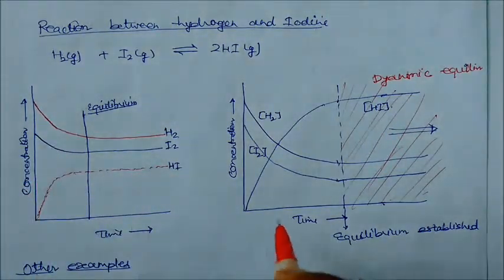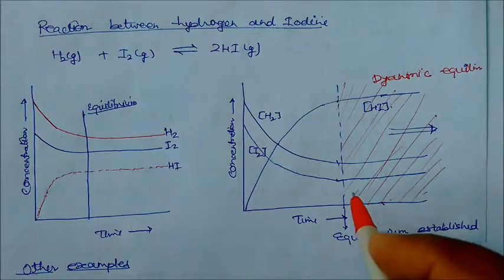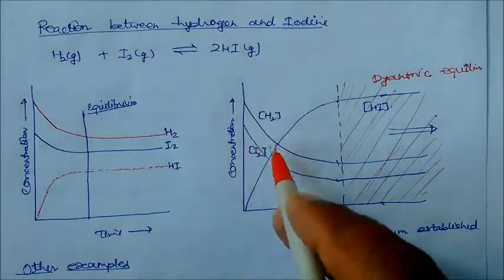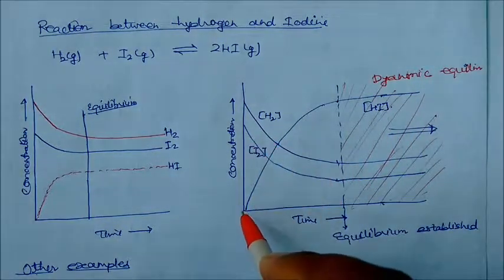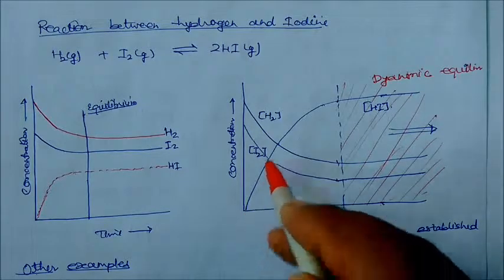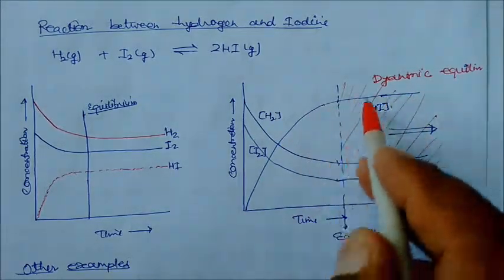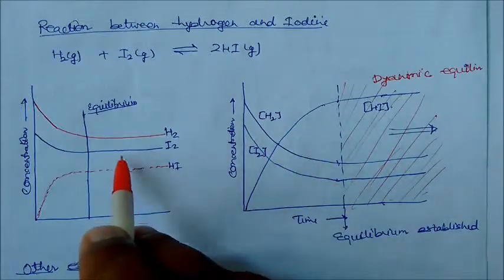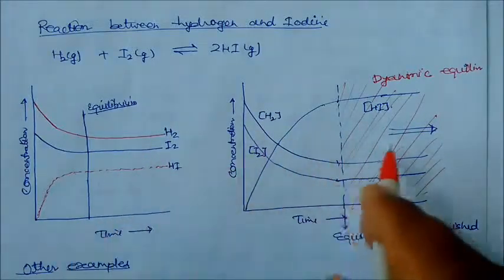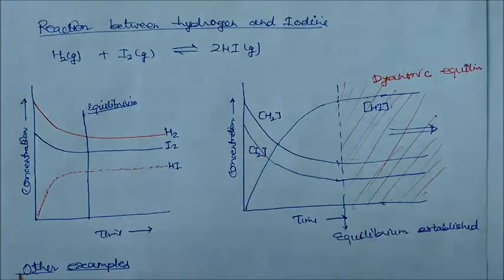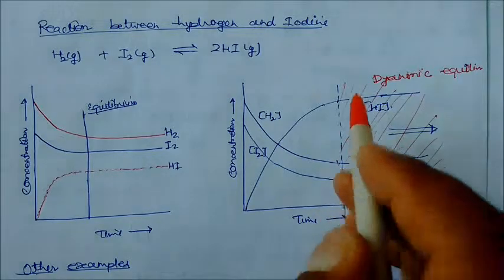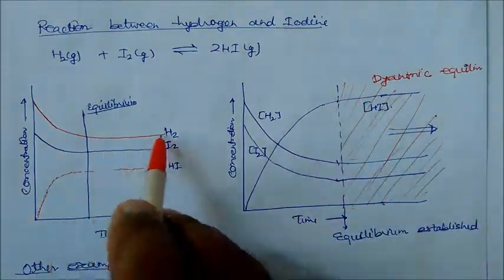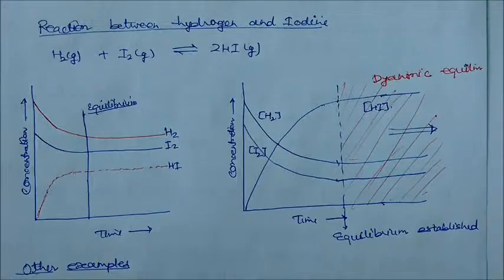We have drawn a diagram here also. At dynamic equilibrium, the concentration of hydrogen iodide is increasing in the upward direction. So two types of graph are possible, this or this. This depends on what concentration you have taken in the container. This is the stage of equilibrium.